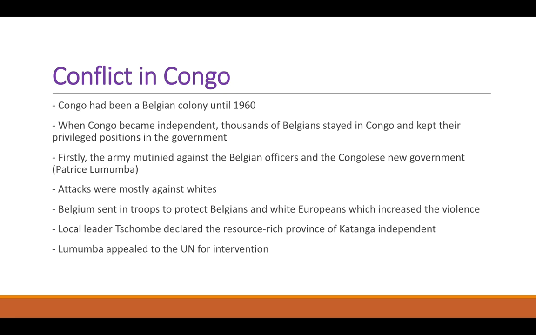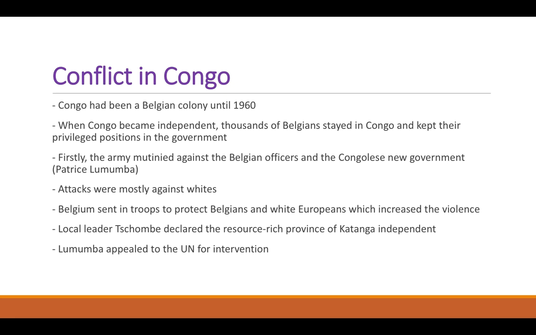Congo used to be a Belgian colony until 1960. The majority of African countries became independent in 1960, as well as Congo. When Congo became independent, thousands of Belgians, instead of leaving the country, stayed in Congo and kept their privileged positions in the government. So technically, Congo was independent, but who was in power, who was in the government? It was Belgian white people.